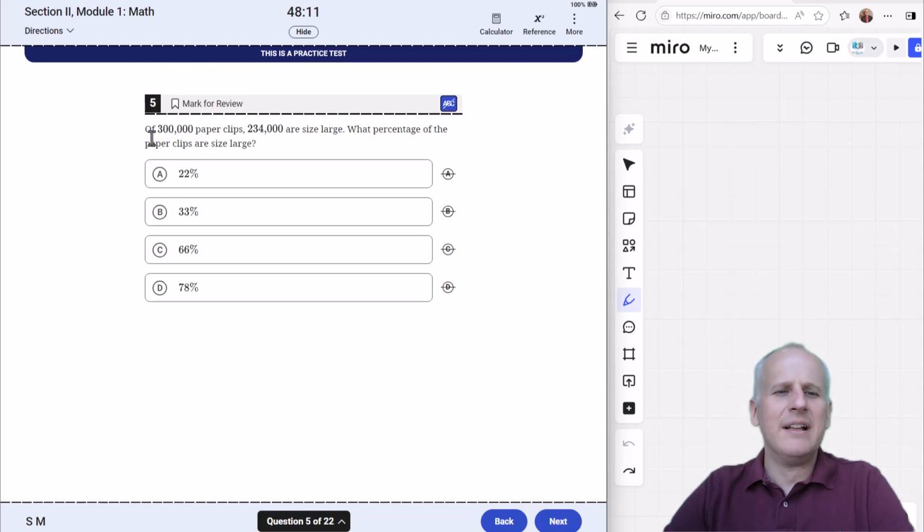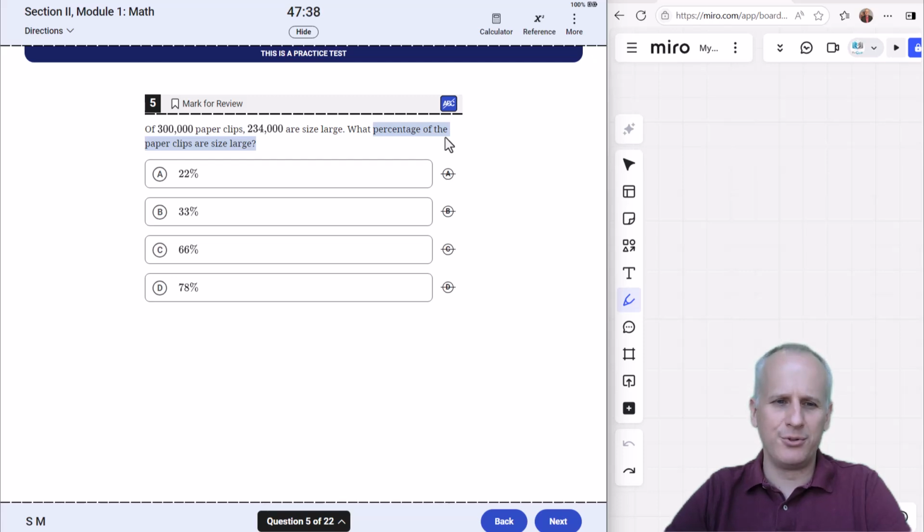Here we have 300,000 paper clips is our total, and actually I should have skipped to the end. We're looking for the percentage of the paper clips that are size large. So this is where, could I use the calculator? Sure. Do I have to? Probably not. Because looking at this, we've got 300,000 paper clips and 234,000 that are size large. The way that most people are going to engage with this is by going, okay, let's divide 234,000 by 300,000 using the calculator. Is that going to get you the correct answer? Absolutely. Is it unnecessary? Absolutely.